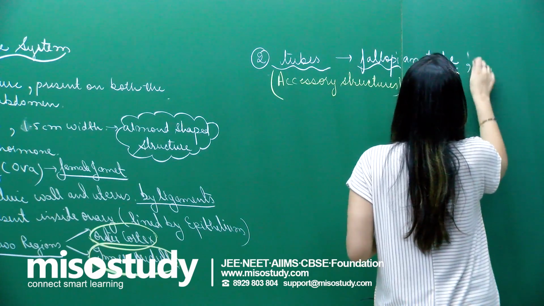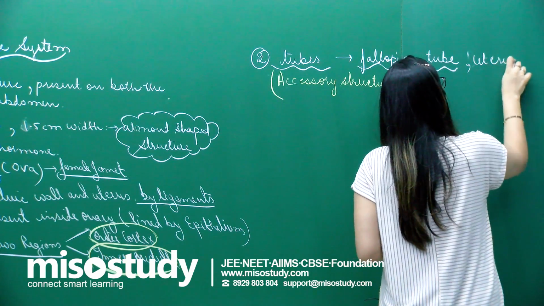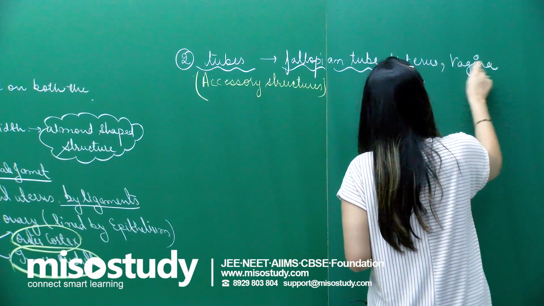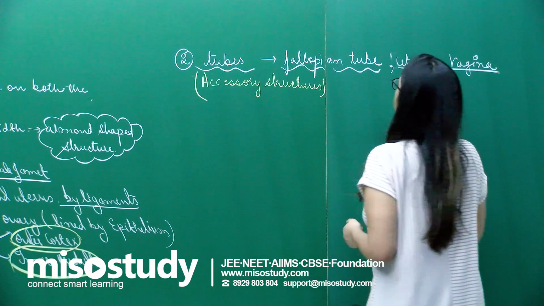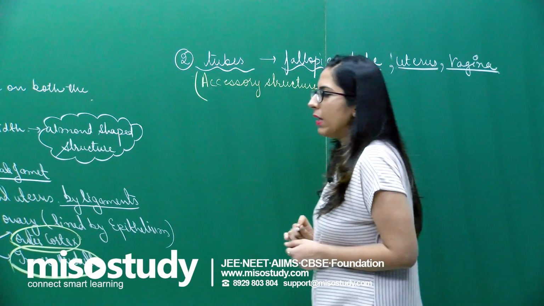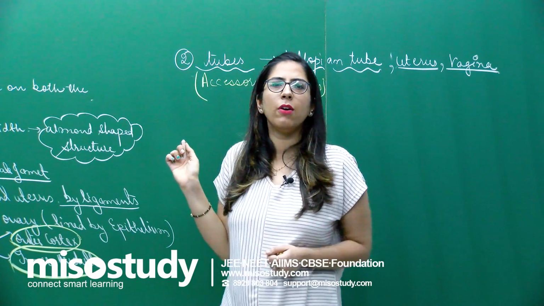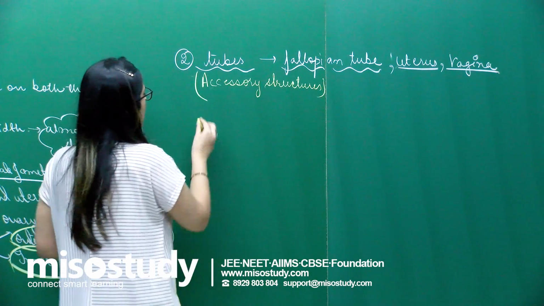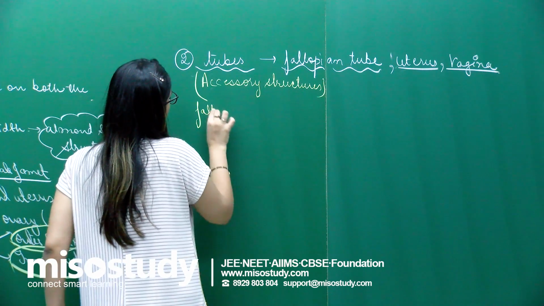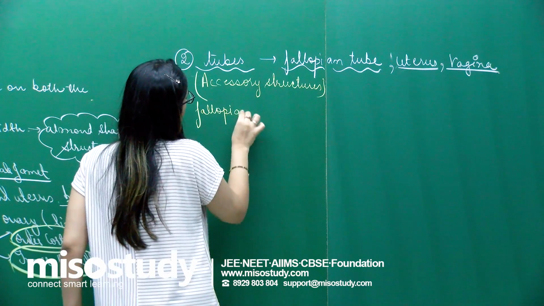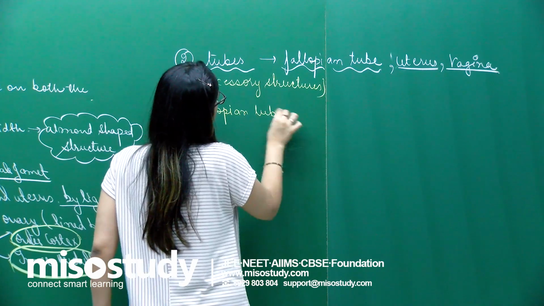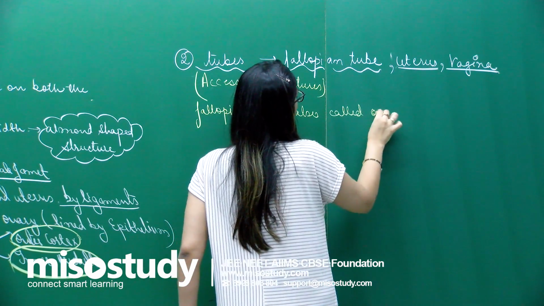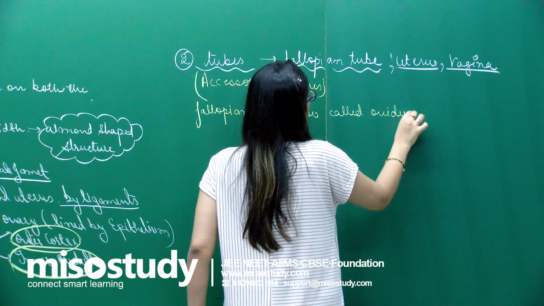We have the uterus present, the vagina present, the fallopian tube, etc. When we see the internal structure, fallopian tubes are also called the oviduct.